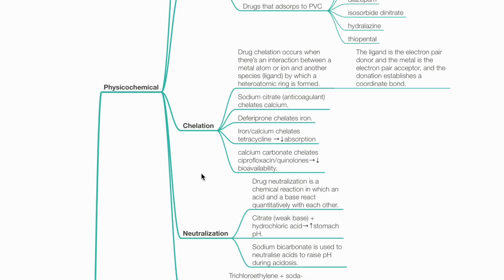Drug chelation occurs when there is an interaction between a metal atom or ion and another species, by which a heteroatomic ring is formed. Examples include sodium citrate, which chelates calcium, deferiprone, which chelates iron, iron or calcium, which chelates tetracycline, and calcium carbonate, which chelates ciprofloxacin or quinolones.